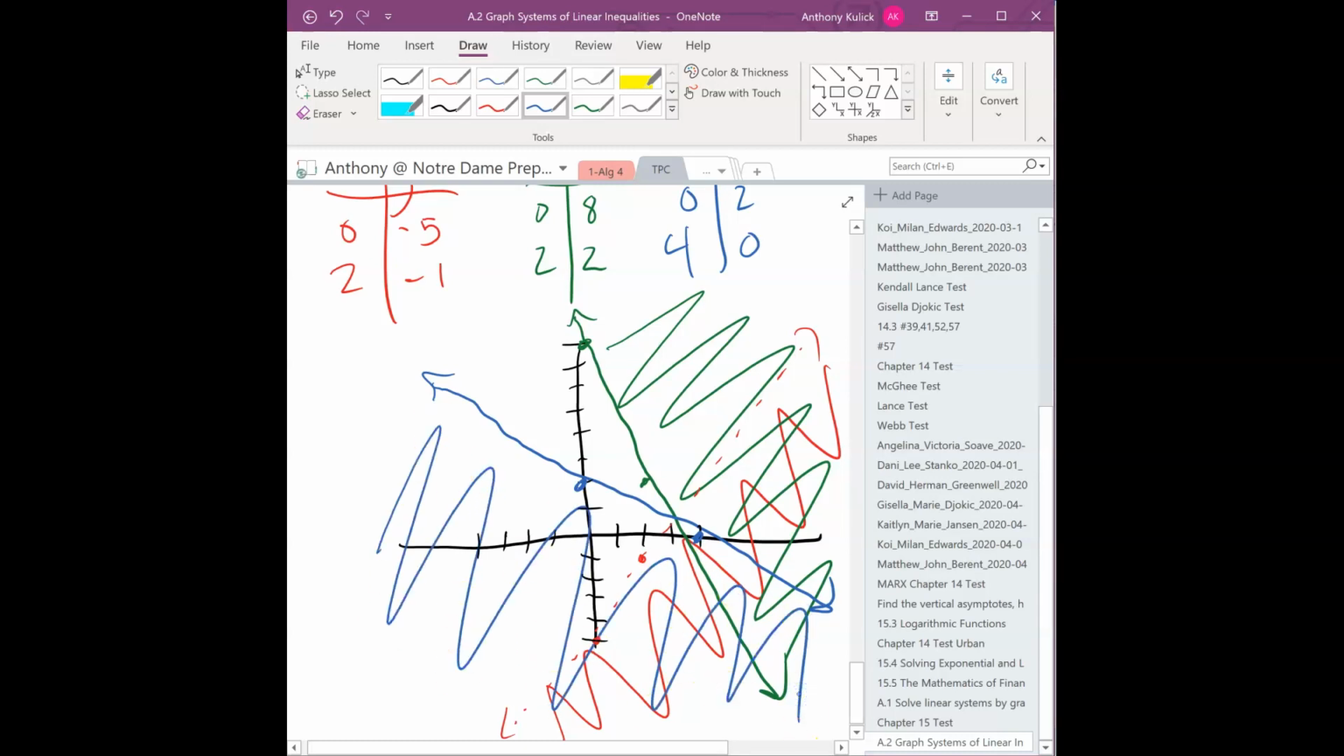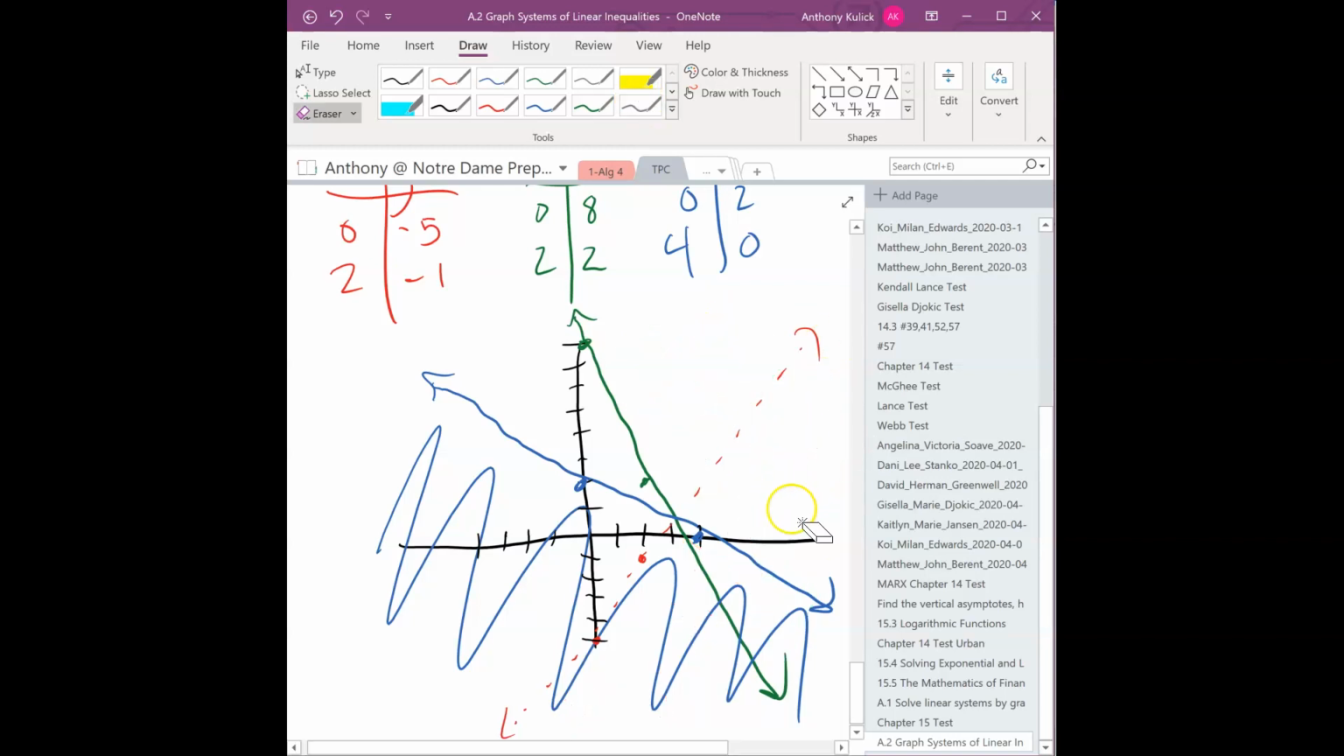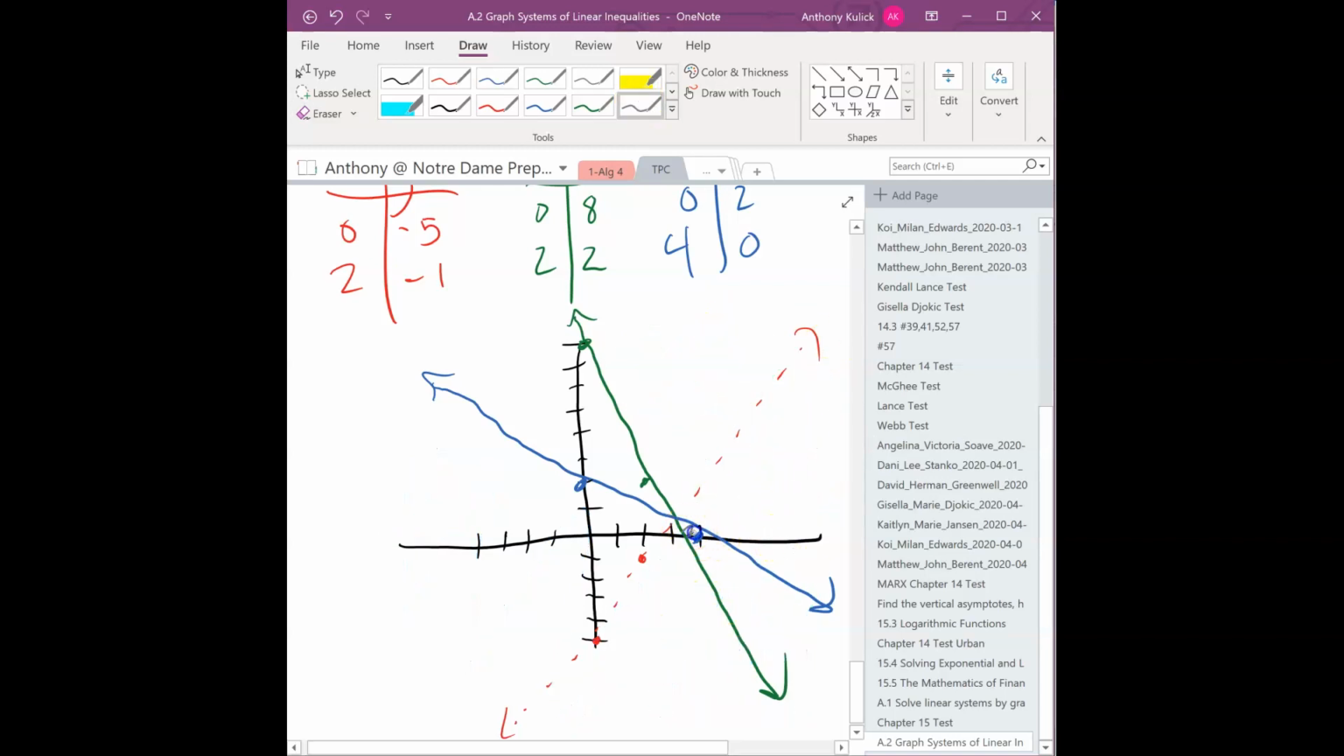So now what I'm going to do is look for the area that overlaps. And there's not much overlap here. I'm going to graph the overlapping area in gray. So the place where they all overlapped was this little wedge right in there. So that's going to be what our solution looks like.